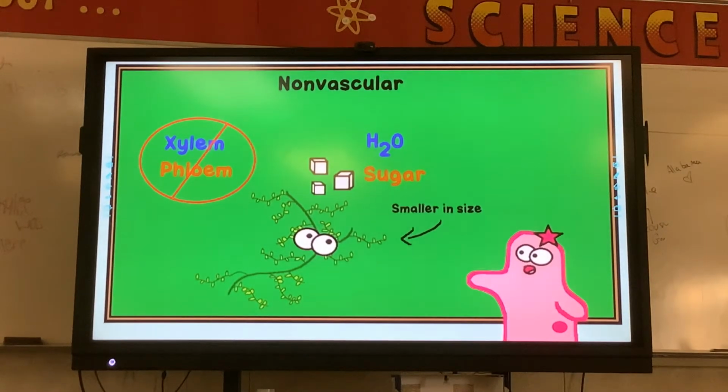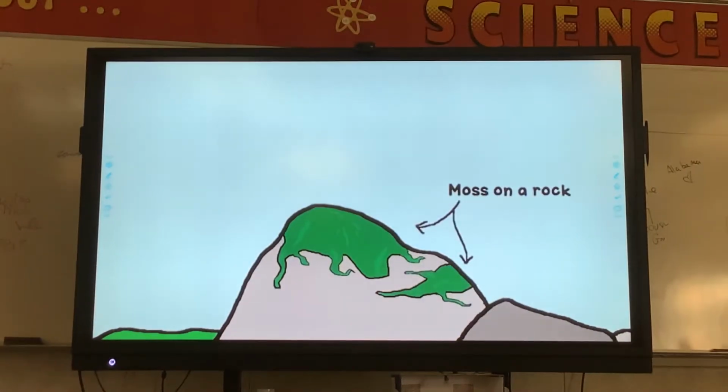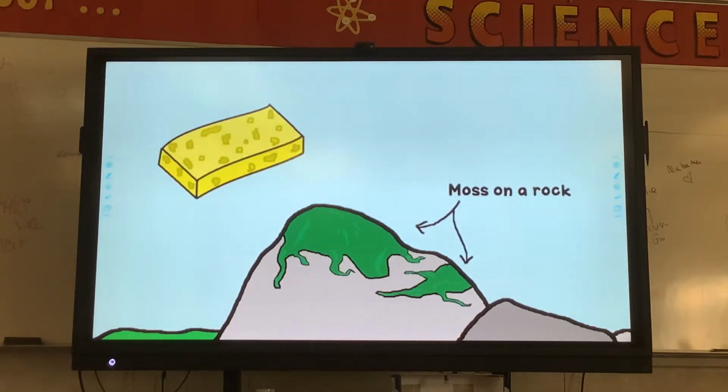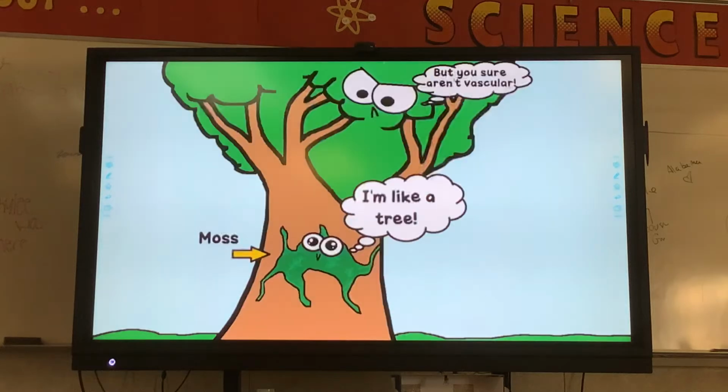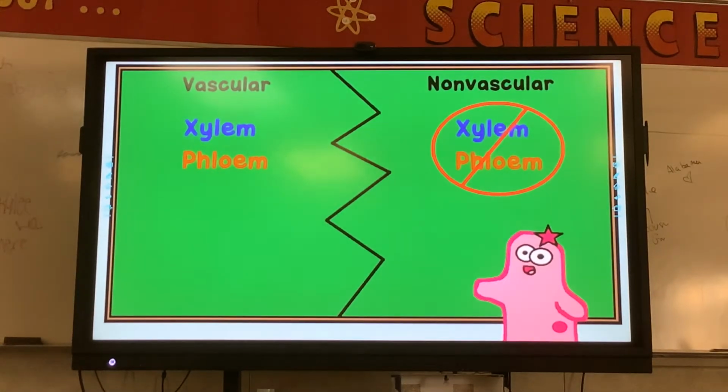That means non-vascular plants typically are limited in size. A giant tree needs a xylem for water transport. That water's being carried against gravity. Non-vascular plants instead get their water by osmosis, kind of like soaking up water like a sponge. A great example of a non-vascular plant is moss. So remember, vascular plants, they have xylem and phloem, vascular tissue, and non-vascular plants, they don't.